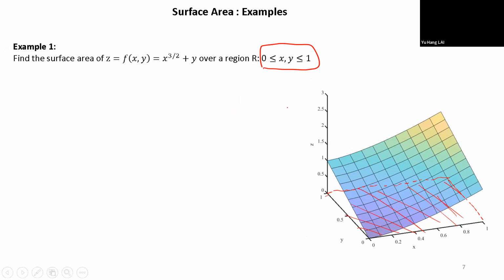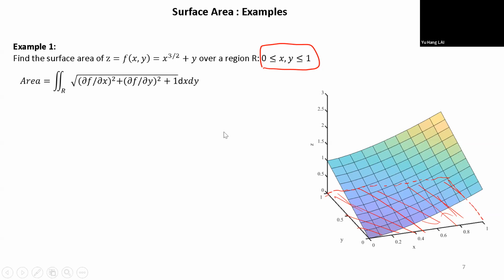Both x and y go from 0 to 1, so it's a square region in the xy plane. I want to find this part here. So just follow the formula, right?